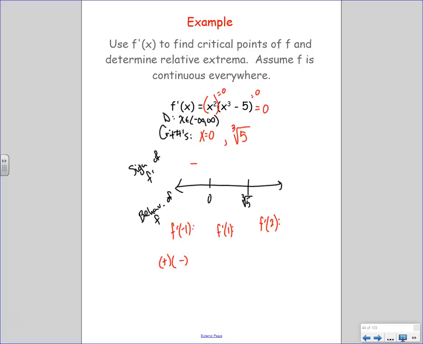But then, after that, couldn't we almost just do F prime and you know its sign, and then F and you know it's increasing, decreasing? Why do we have to write sign of F prime and behavior of F? Let's put it this way.